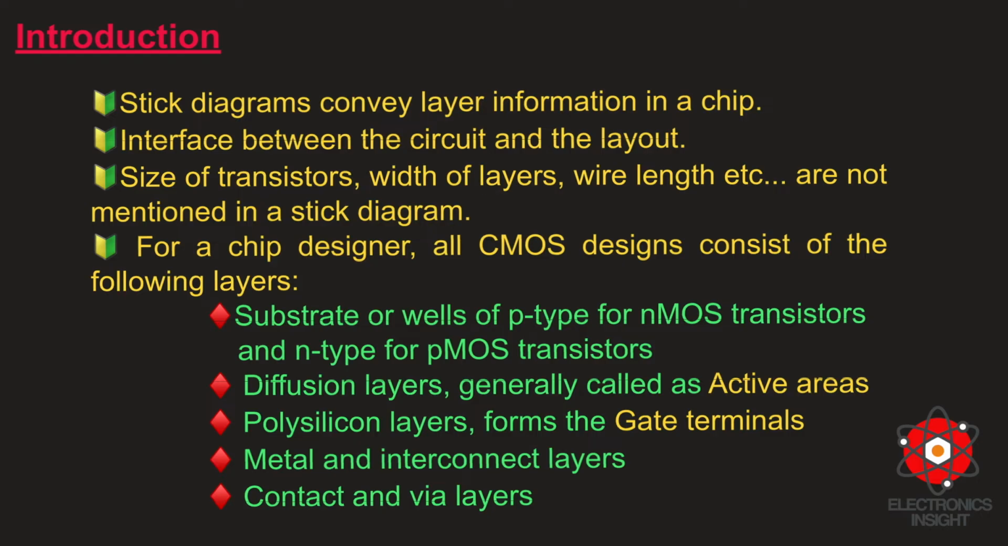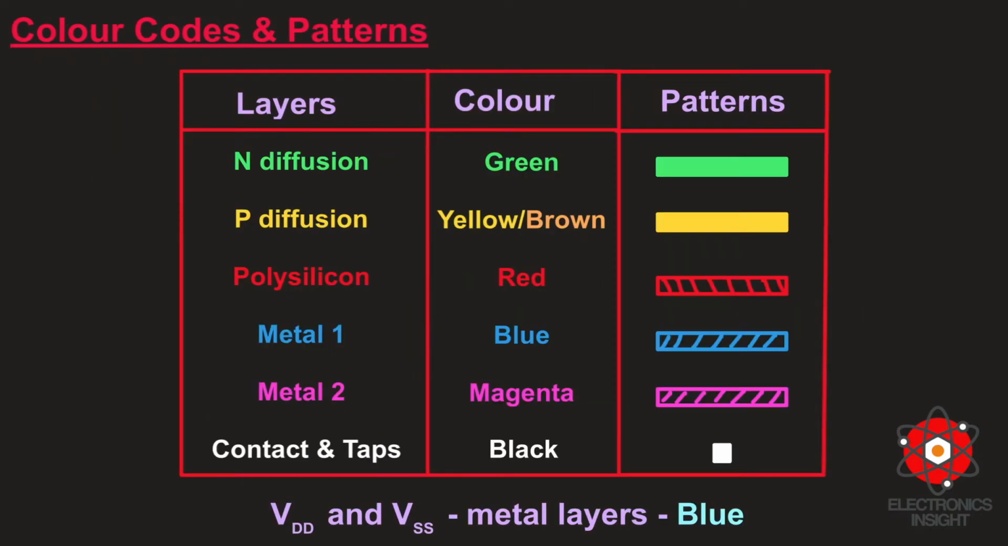Next, we will move on to the color codes that are used in the stick diagram for each and every layer. This tabulation gives us the complete detail about the different layers existing in all CMOS designs and their corresponding color codes and striped patterns. For example, if we have to draw an N diffusion layer, we use green color, and if we are going to use patterns, then it should be a simple straight line.